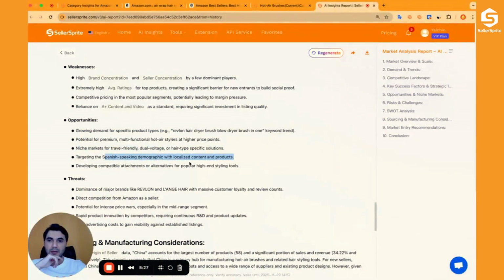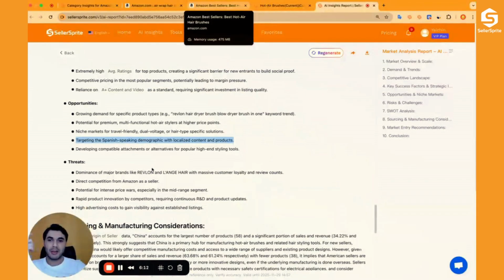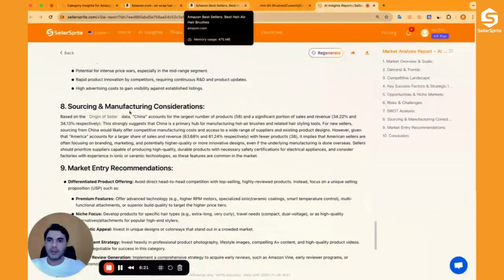Targeting the Spanish-speaking demographic via localized content and products. So AI somehow detected this; if I analyzed 100 products manually by myself, I'm not sure we would find this one or not. But the AI, as you see here, detected this kind of demographic, from the reviews, or maybe from the sales, or from the A+ content or listing images. AI detected a very important niche, like you can focus on Spanish-speaking people. In the USA, over 30% of people speak or use the Spanish language on a daily basis. So it's maybe another sub-niche you can focus on. Sourcing and manufacturing: this is the easy part.